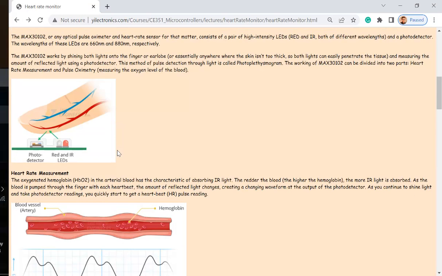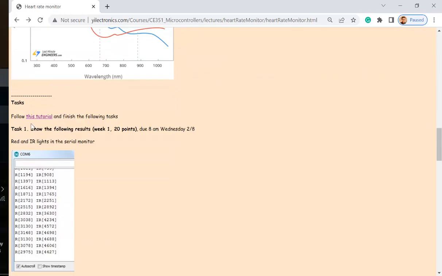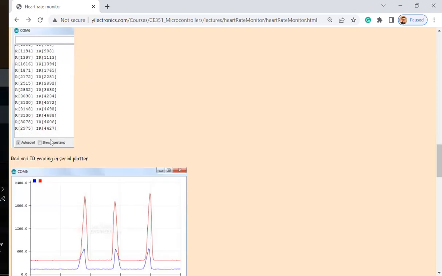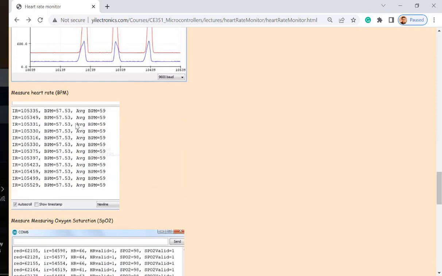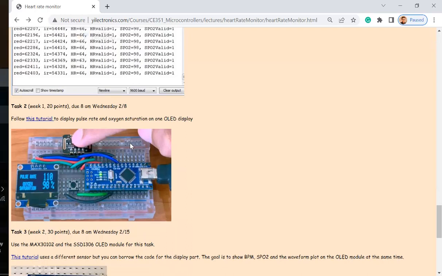I copy and pasted some of the main figures here to make a clean version of it. You can see task one, 20 points, is due next Wednesday by 8 a.m. You just need to do the hardware connection, copy and paste the code into Arduino, make it work, and show these numbers in your serial monitor. Show the plot, show the heartbeat rate, put your finger on it and show the SpO2, and show whatever I put in here, duplicate it. Very simple. I haven't done that yet, but if you're lucky, I think you can get it done in one day. I don't know. Try it.